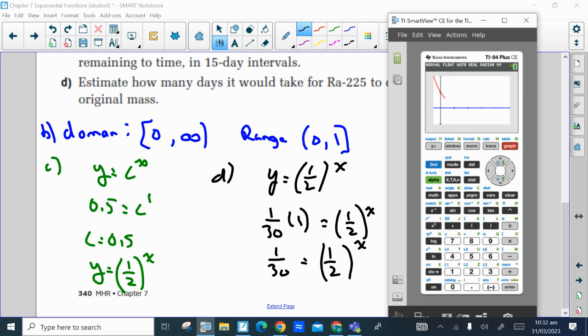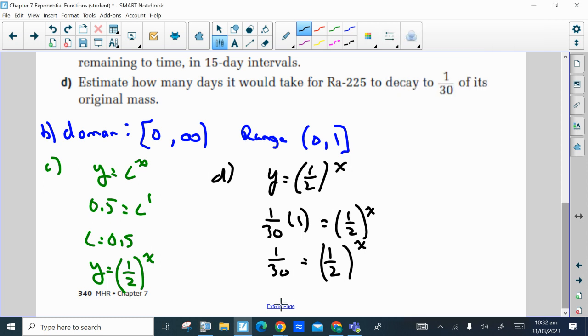So when I graph these, it graphs the line y equals 1/30 in blue, and because it's so small, close to the y-axis, it looks like it is the y-axis, but it's not. It's above it, because 1/30 is greater than 0. And we want to find the point of intersection. Second function, trace, number 5 for intersect, enter, enter, enter. So it looks like 4.906 is what our answer is, 4.906.